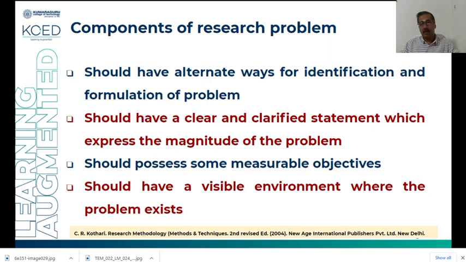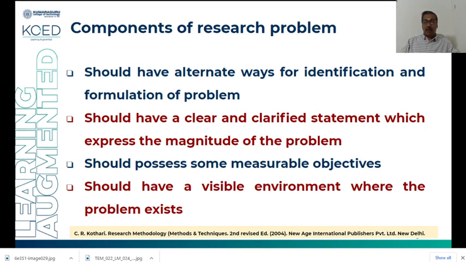I can go for an interview. I can interview a few persons. I can circulate a questionnaire as a hard copy or through email. I can go for an exhaustive literature survey. I can discuss with my friends. Based upon that, I can frame a research problem.